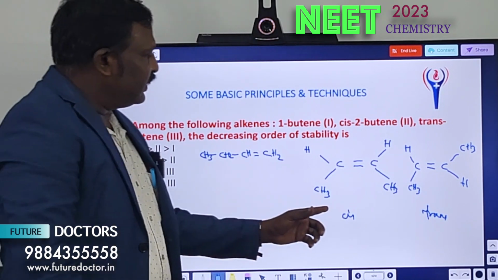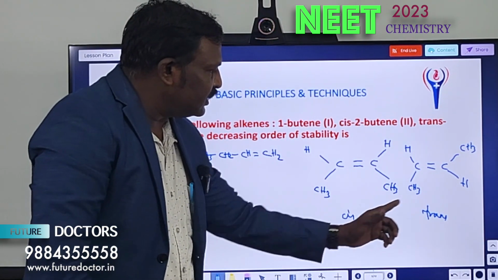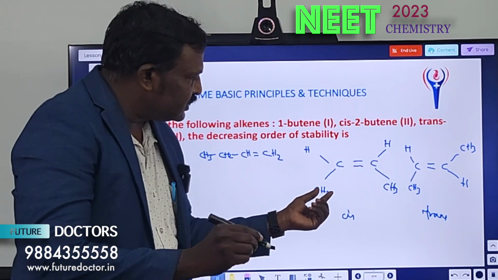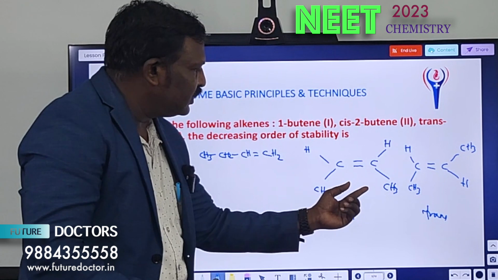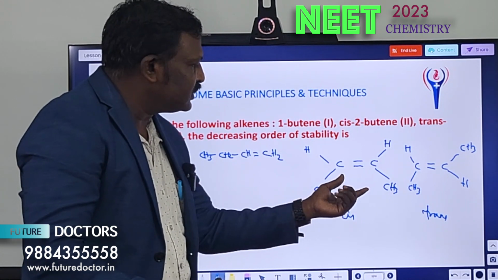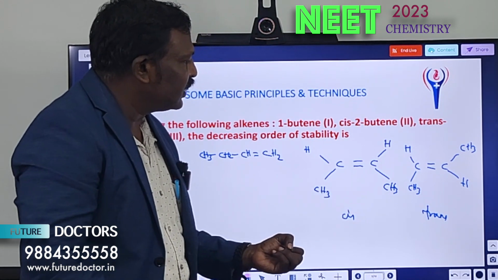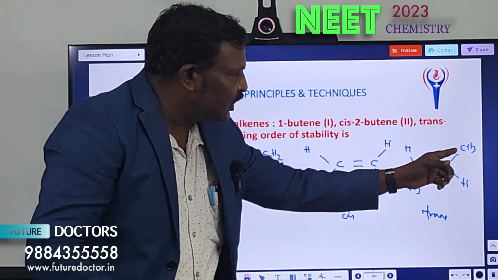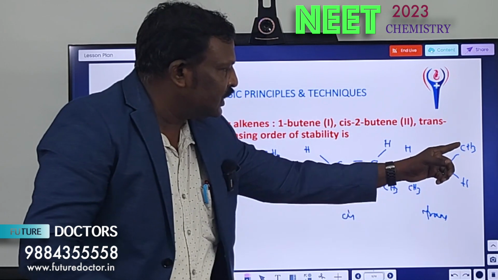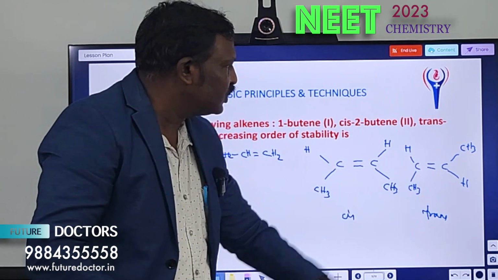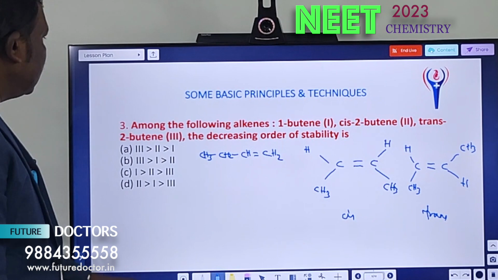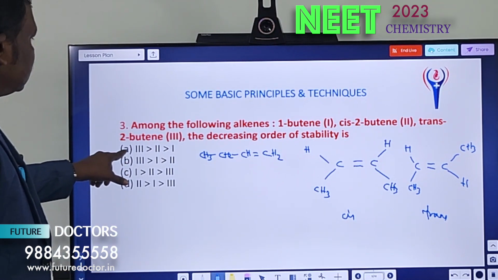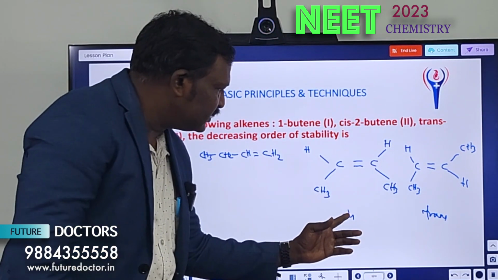So when compared to these two, cis and trans, trans is more stable. In cis-2-butene, the two groups are near, so there is a steric effect. Due to the steric effect, this will be less stable. In trans, the same groups, CH3 and CH3, are on opposite sides, even though they are big groups, so this is more stable. So trans is more stable. Trans means the third one is the most stable. Next one is the cis one.